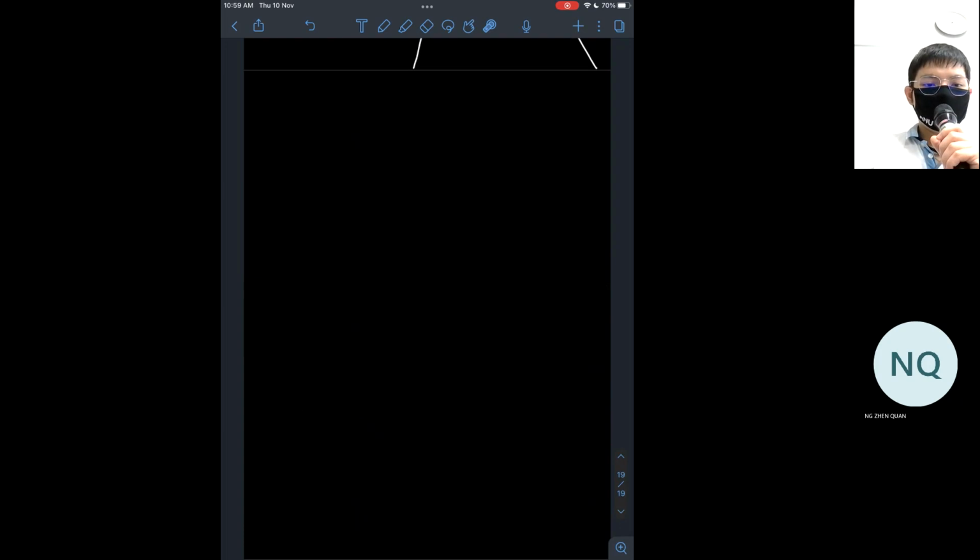Do you want... so are all of you interested to see another example of an equivalence relation partitioning a set? Yes or no? Yes? Okay, yes, then we'll do it.